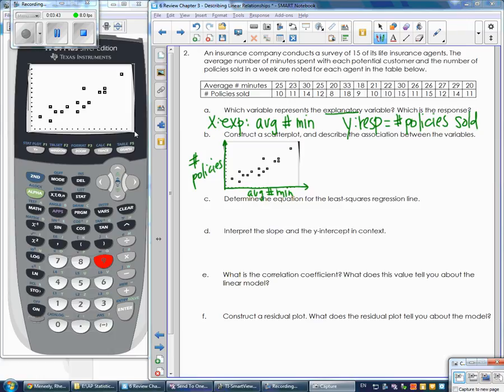And remember, when you're describing the association, it's just going to be a very general description of the strength, the direction, and the form. And remember, you always want to use the context of the problem. So I can say that there's a strong positive association. And then I also want to link in the context here. So the more time spent with a customer, the more policies are sold. I also want to mention the form here. I think it's obvious that a nonlinear model would not be appropriate, that this is a linear association.